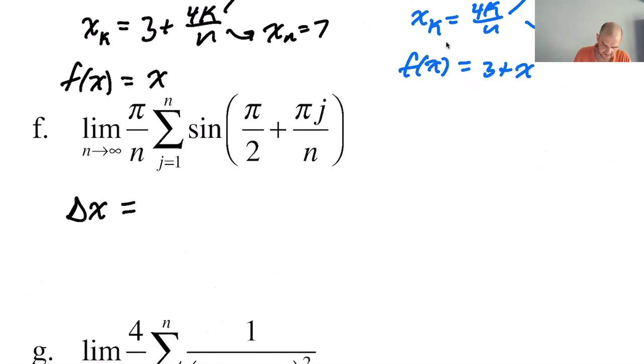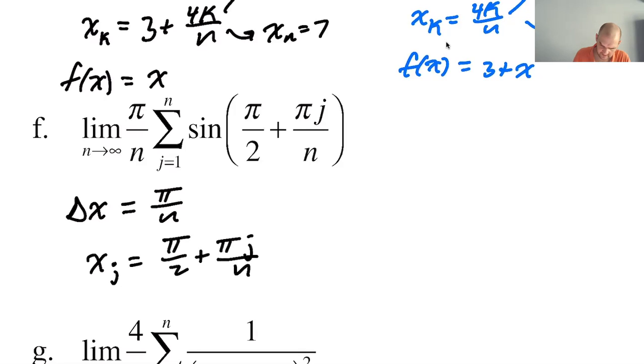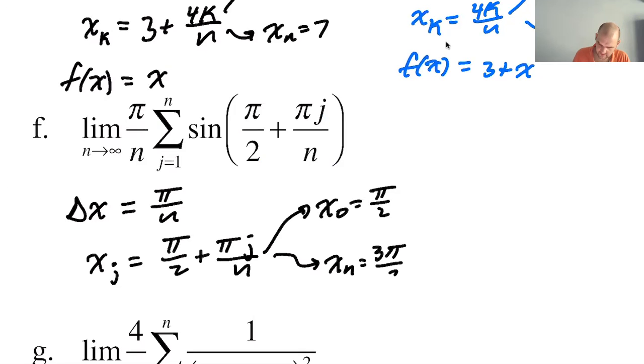Delta x is pi over n, x sub j this time. Great. x sub j, I'm going to say is, I guess, pi over 2 plus pi j over n, which means x0 is pi over 2, and xn is pi over 2 plus pi, which is 3 pi over 2.